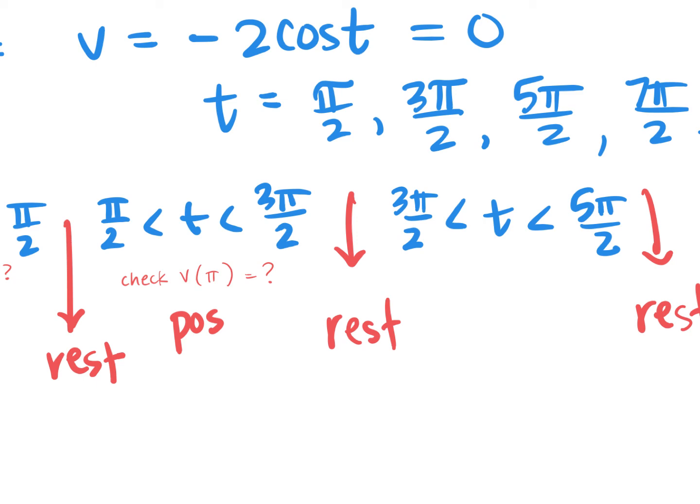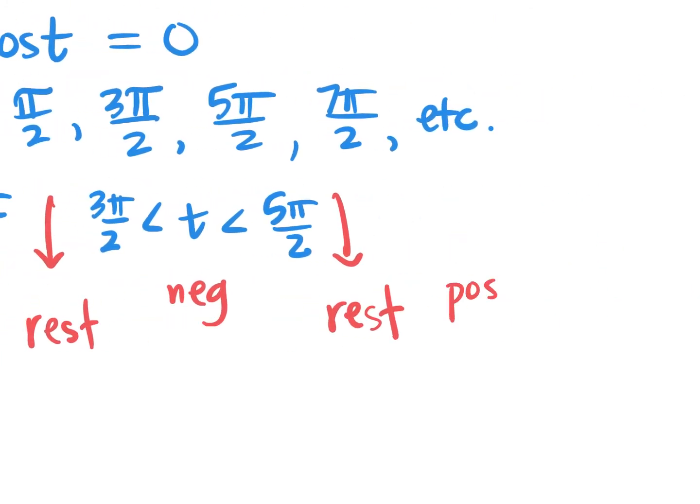And then you check in the next one. Harmonic means that it's just going to keep flip-flopping back and forth all the time. So the next one will have negative motion, and the next one will have positive motion. That's what harmonic means.